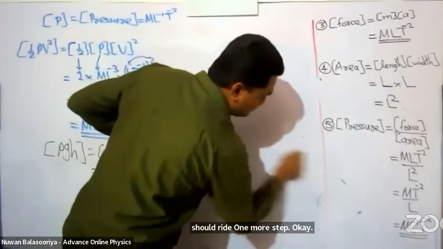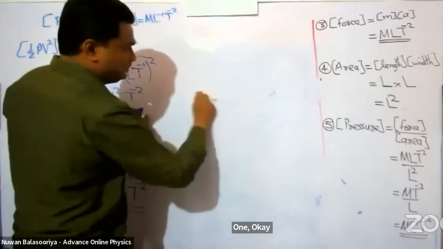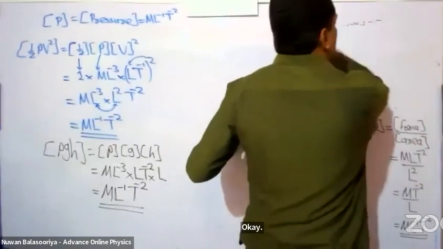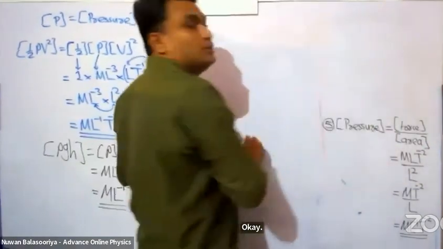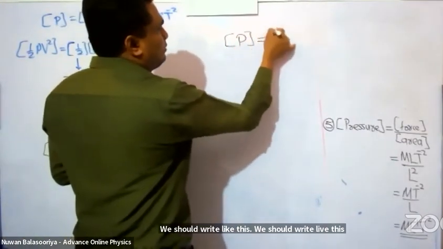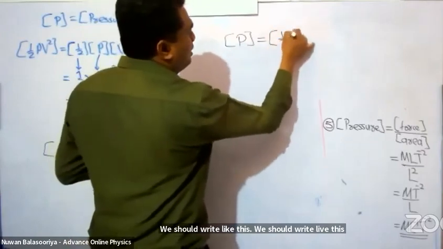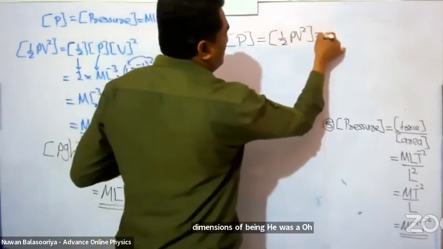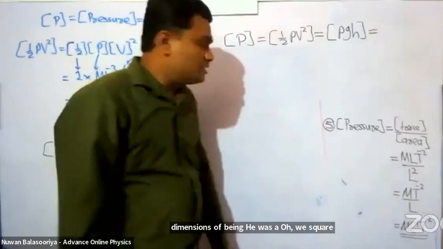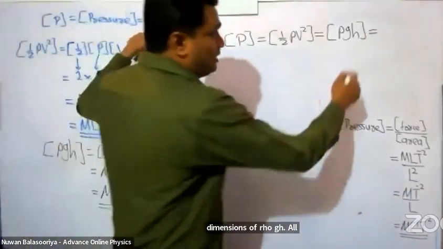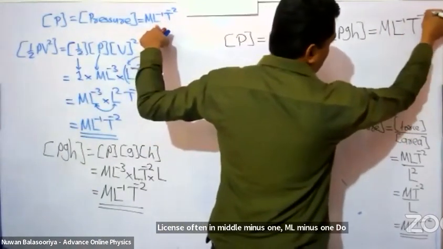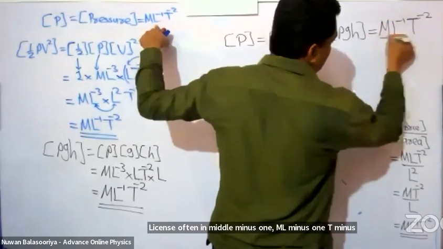Look at board, team. We should write like this. Dimensions of P equals dimensions of half rho v square equals dimensions of rho gh. All the terms have the dimensions of ML minus 1 T minus 2.